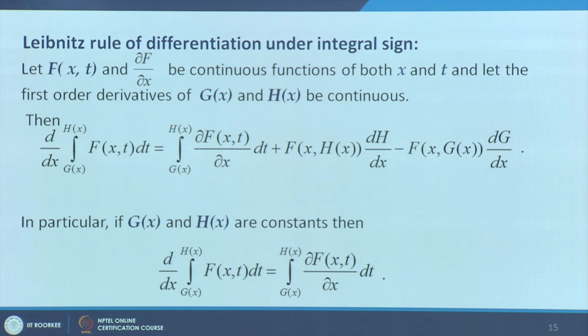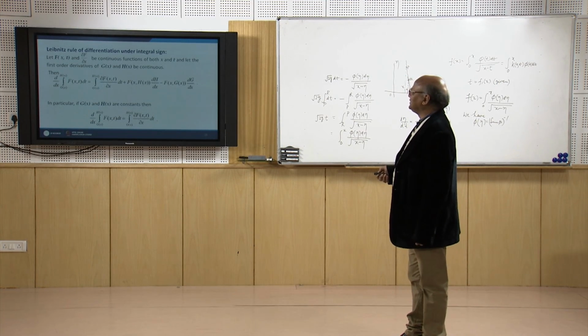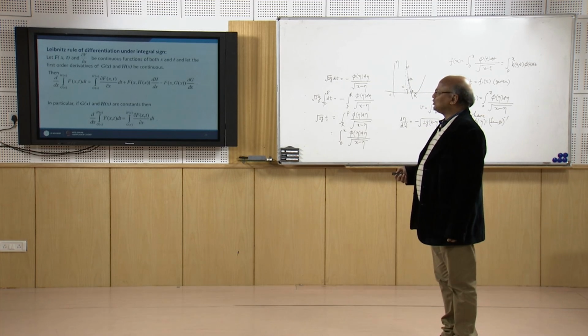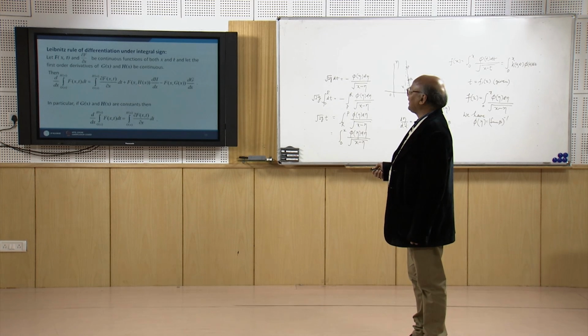So, now let us discuss Leibniz rule of differentiation under the integral sign. We shall need this result when we convert the integral equations into differential equations. Let f(x,t) and its partial derivative with respect to x be continuous functions of both x and t, and the first order derivatives of g(x) and h(x) be continuous functions. Then d over dx of integral g(x) to h(x) f(x,t) dt is equal to integral g(x) to h(x) partial derivative of f(x,t) with respect to x into dt, and then f(x, h(x)).